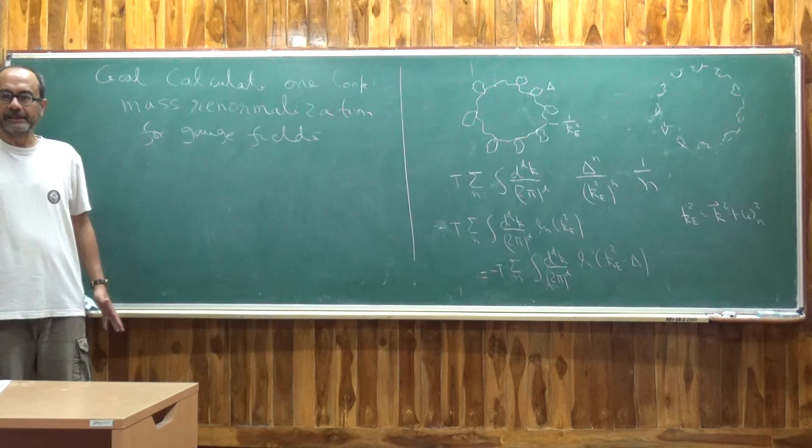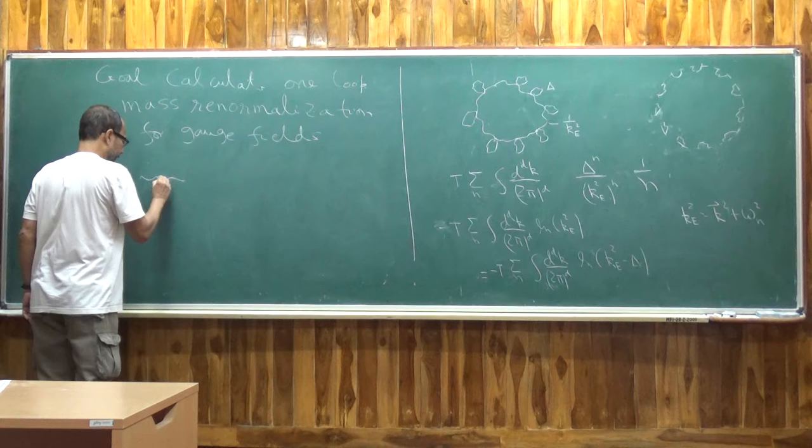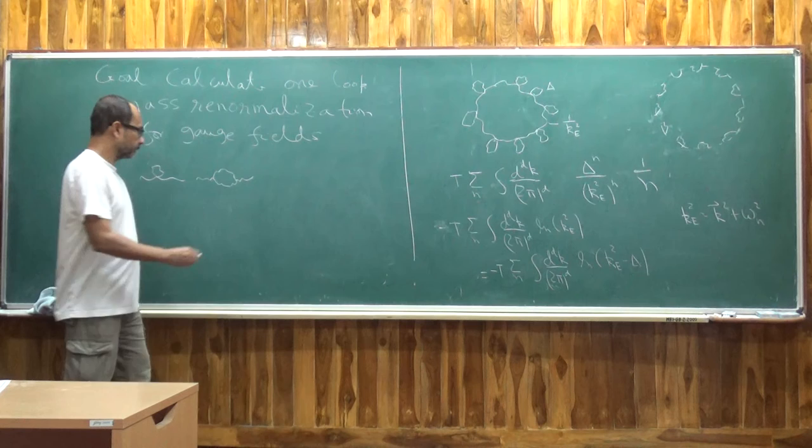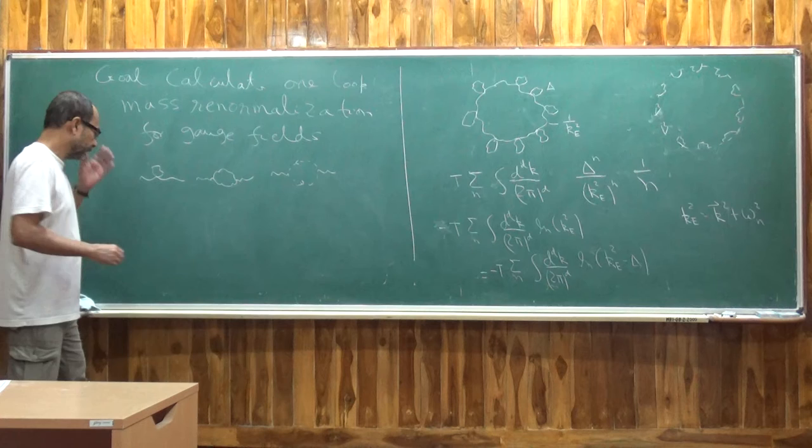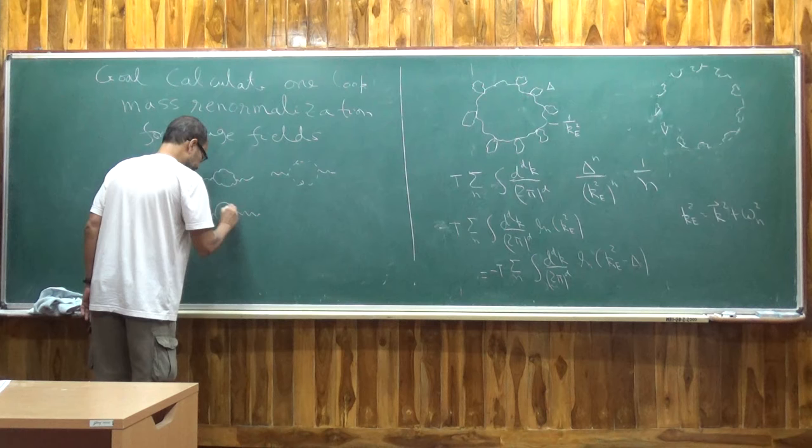It will involve, in fact, several terms. One is like this, then one is like this, one is like this, the ghost loop. But I'll consider a simpler diagram, the fermion loop. It's still a gauge field mass renormalization, but due to fermions.